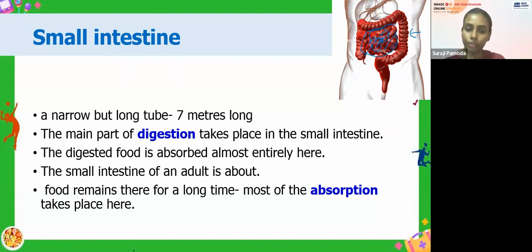And also absorption. The other function of the small intestine is absorption. Here I have colored it in blue color. The two main functions are digestion and absorption, right? Because I told you the small intestine is a very long tube, no? Therefore, the food is there for a very long period of time, right? Therefore, most of the absorption takes place in the small intestine. So this is the answer: digestion, and the other one is absorption. Okay, clear?